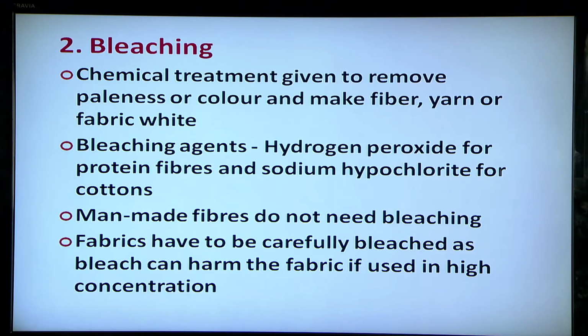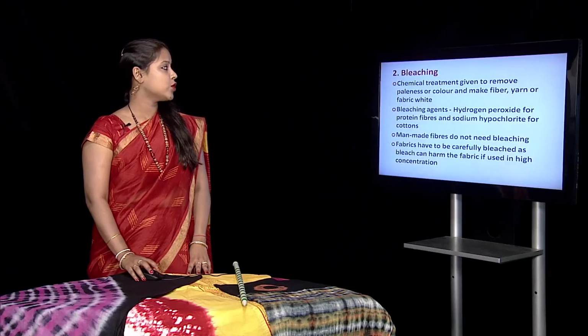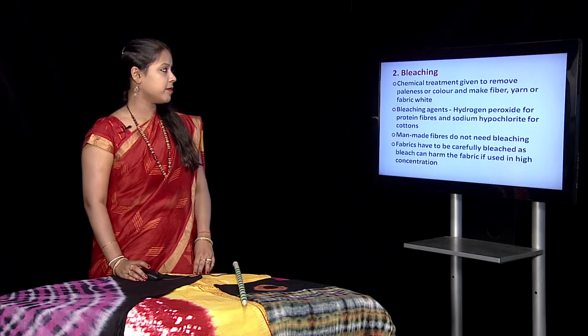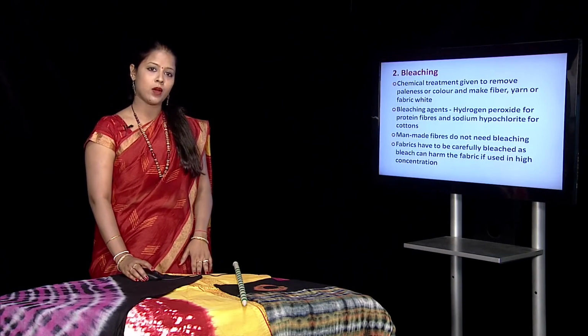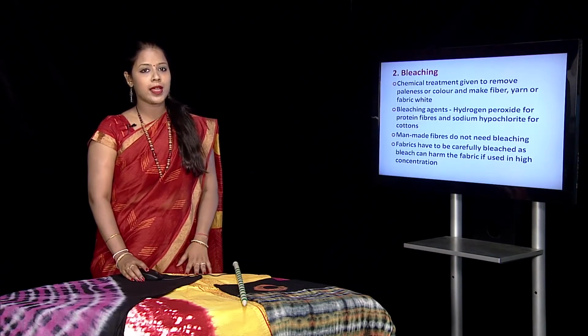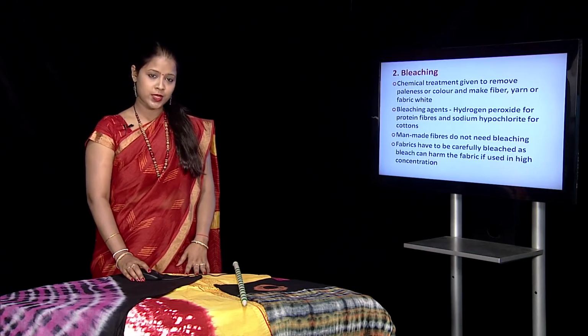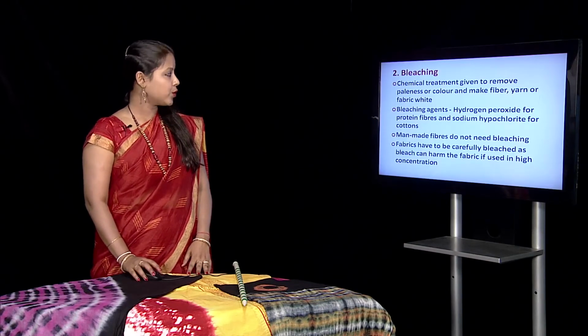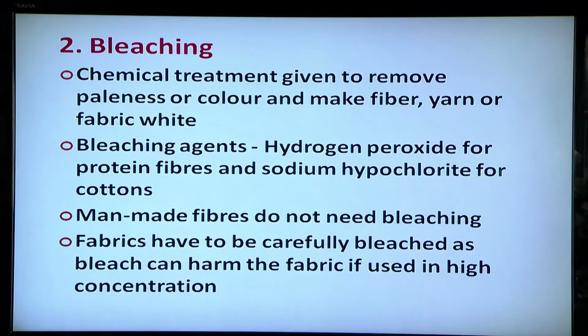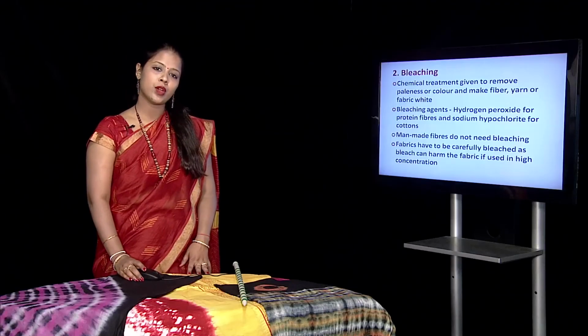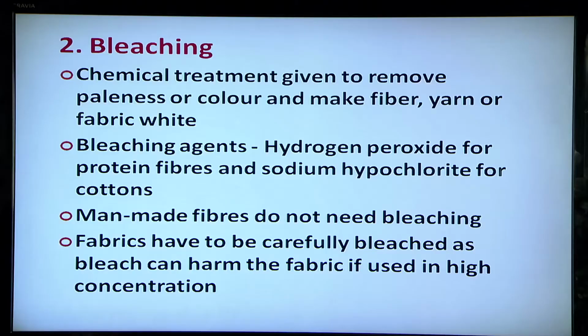The second basic finish is the bleaching finish. It is a chemical treatment given to remove paleness or color and make fiber, yarn or fabric white. There are different kinds of bleaching agents which are being used, examples being hydrogen peroxide for protein fibers and sodium hypochlorite for cottons. Man-made fibers do not require bleaching. One needs to be careful while using bleach as it tends to harm the fabric.